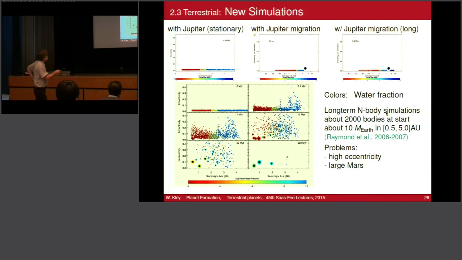You may say, well, you vary the initial conditions a little bit and play around with the parameters, and then you can get rid of Mars, and it's no problem. But if you look at many of these simulations, you find consistently that Mars turns out to be too big. We'll come back later to this. The second point I will come back to later, in a few days possibly, and the high eccentricity I come back to now. So, two, high eccentricities.